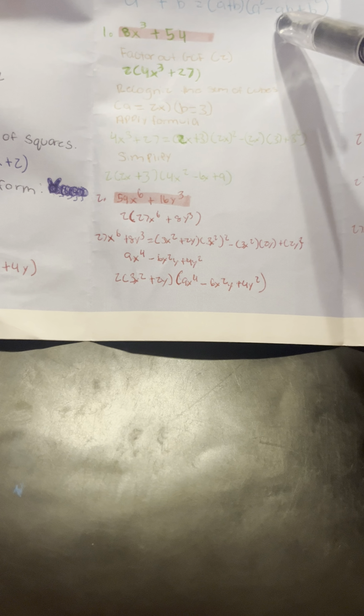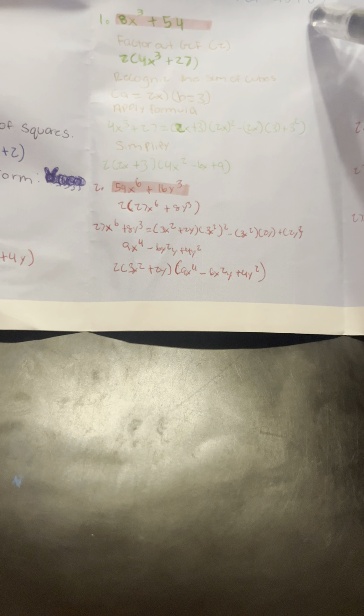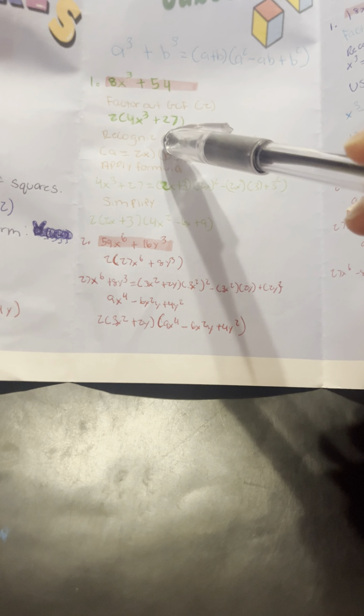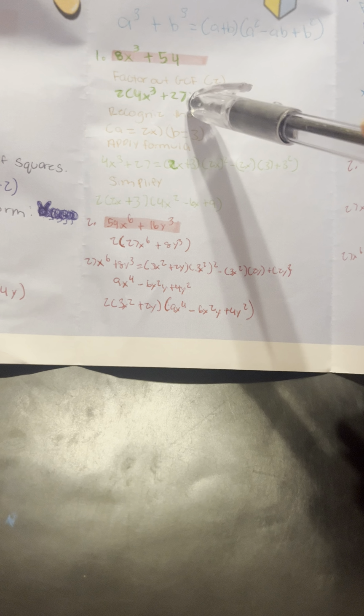The equation for the sum of cubes is a to the third plus b cubed equals a plus b times a squared minus ab plus b squared. So, 8x cubed plus 54. Factor out the GCF, which is 2. Now we have 2 times 4x cubed plus 27.